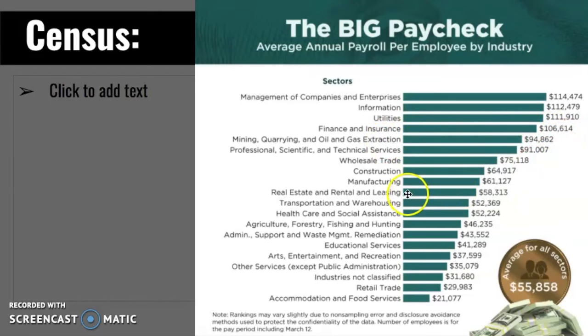You can look at construction, 64 grand. Manufacturing, 61. Real estate, 58. Healthcare, 52. Fishing, hunting, agriculture, 46. Admin, waste management, 43. Surprisingly, education would come up at 41,000. And there's a few other ones like food services at 21. Now the average for all of them is about $55,000.